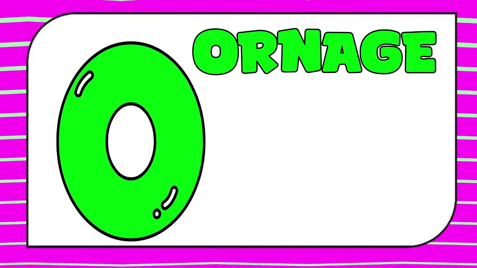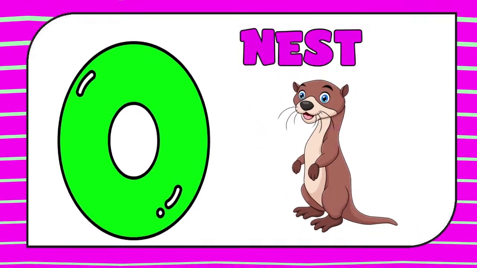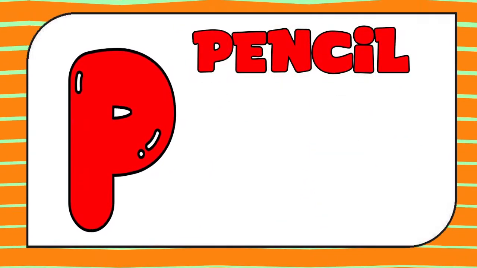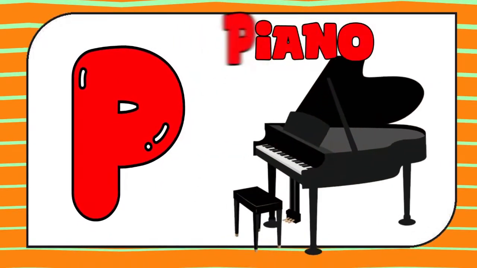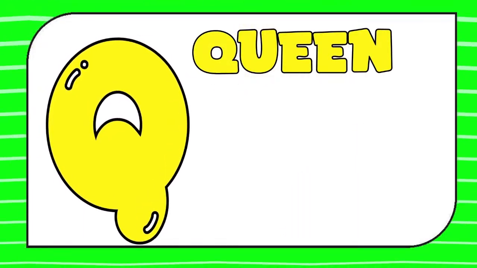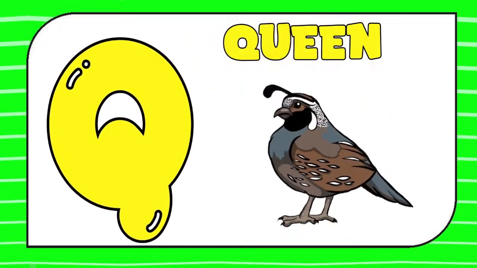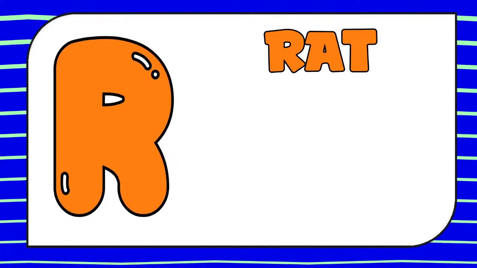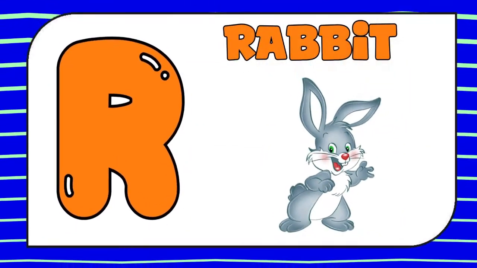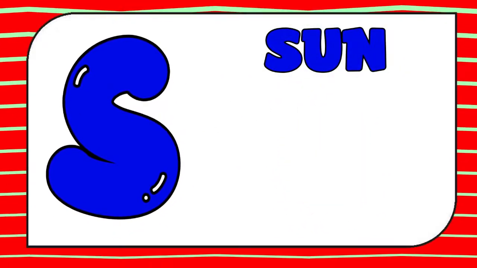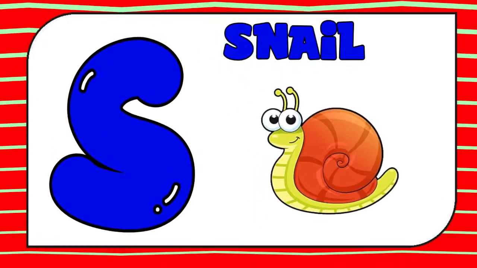O is for orange, orange. O is for otter, otter. P is for pencil, pencil. P is for piano, piano. Q is for queen, queen. Q is for quail, quail. R is for rat, rat. R is for rabbit, rabbit. S is for sun, sun. S is for snail, snail.